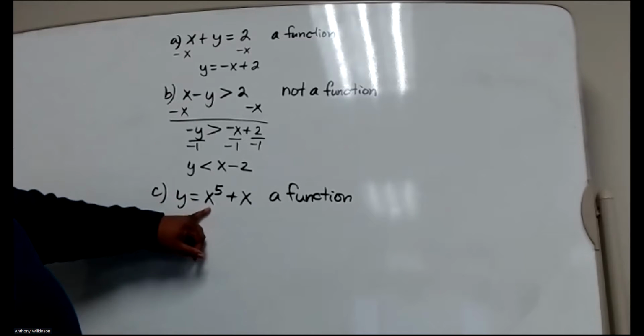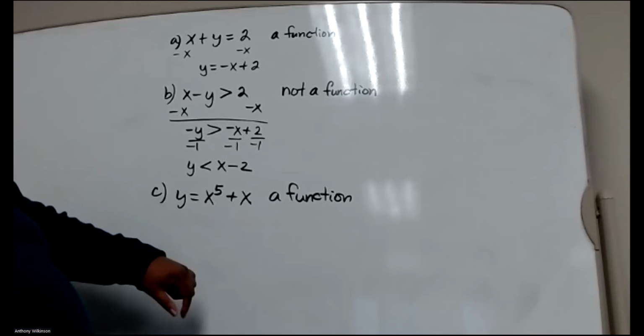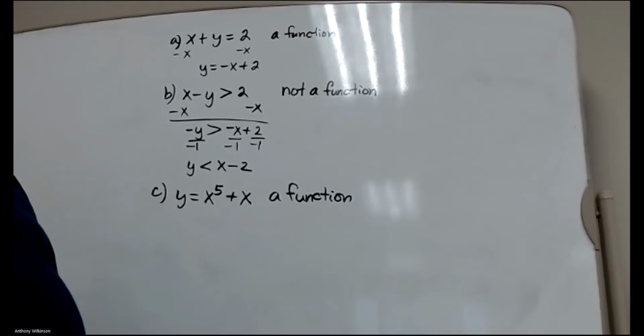Okay. Because I can use x equals 2. I can do 2 to the 5th, that's 32, plus 2 will be 34. There's only one y value for x equals 2. Any other questions?